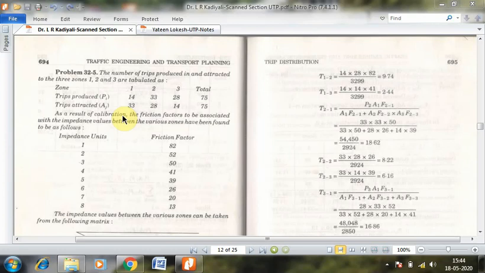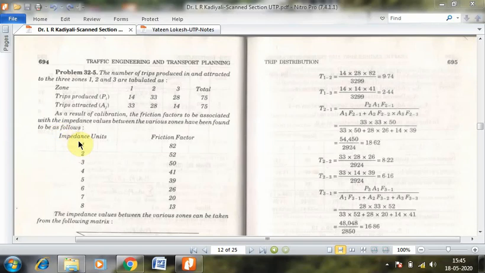It need not be just a statistical equation. It can be any kind of equation where you're trying to predict something on the basis of various influential factors. So calibration has to be done for every model that you are using, irrespective of where it originated. When you are using it in a specific area of your interest, you have to have the calibration done. So as a result of calibration, the friction factor to be associated with the impedance value between the various zones have been found to be as follows.